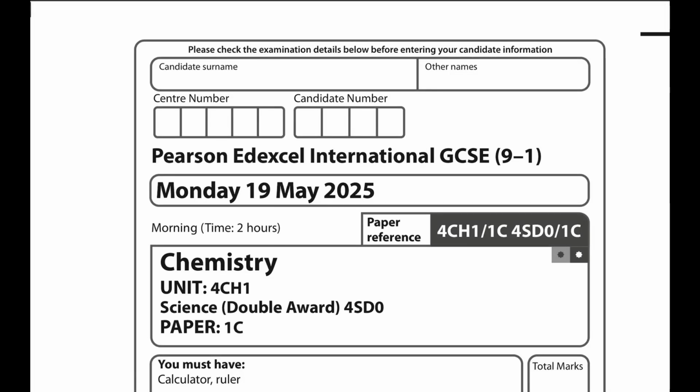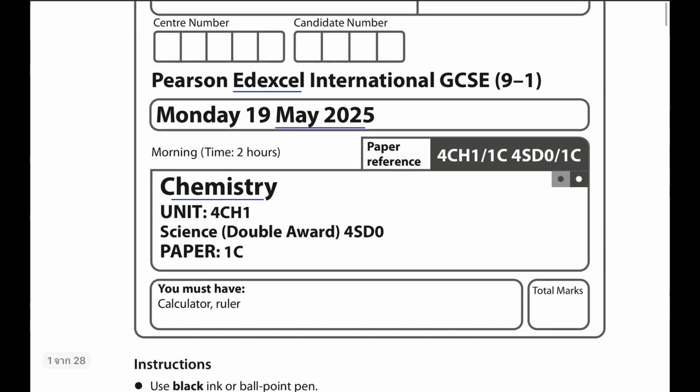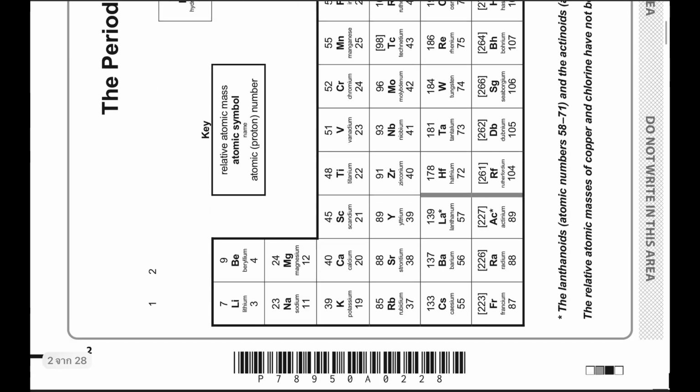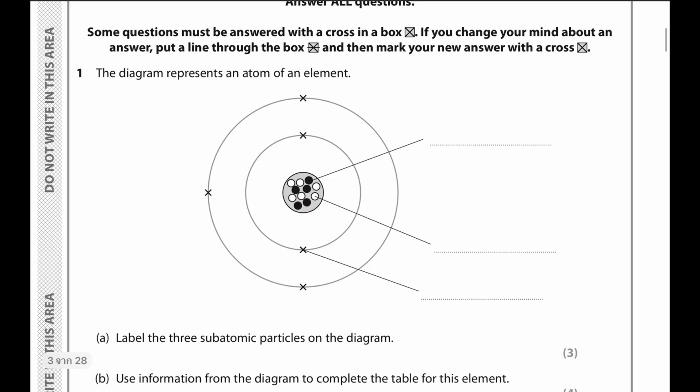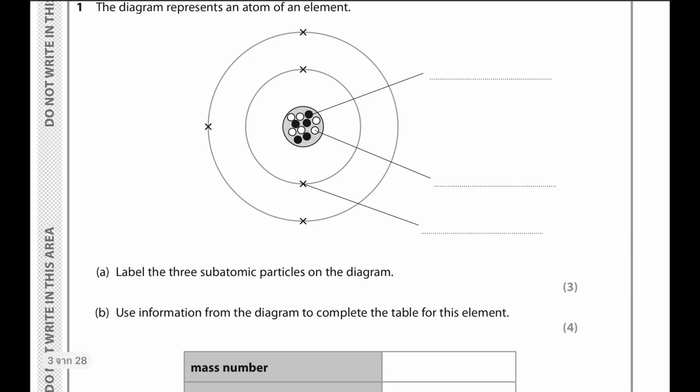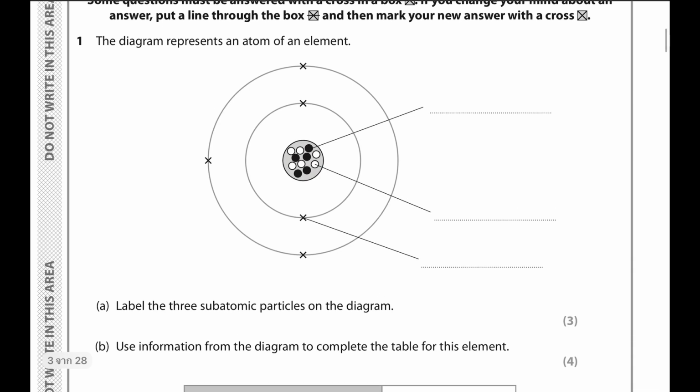Let's see the answer of Edexcel IGCSE Chemistry of May 2025, paper 1C. So let's start from question 1. The diagram represents an atom of an element. A, label the 3 subatomic particles on the diagram.